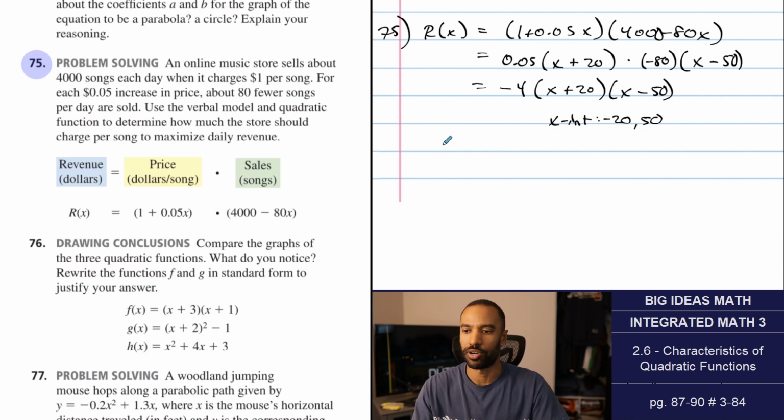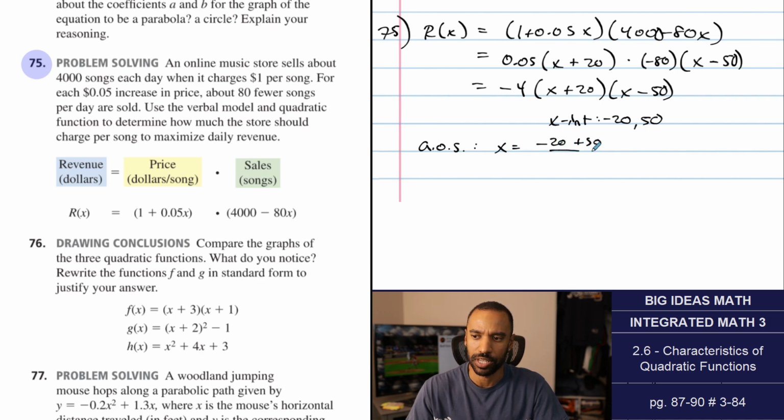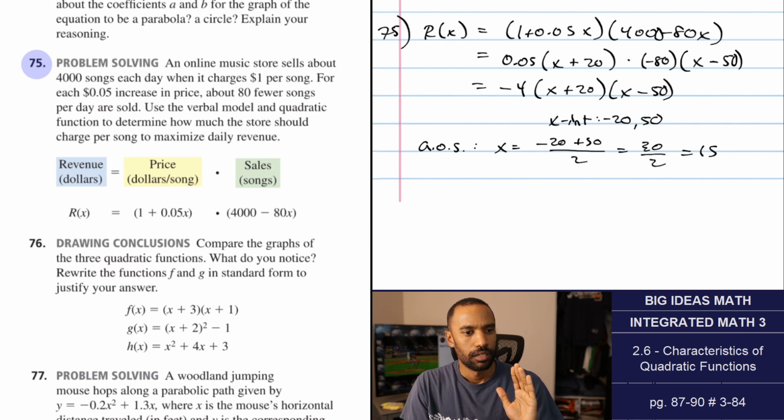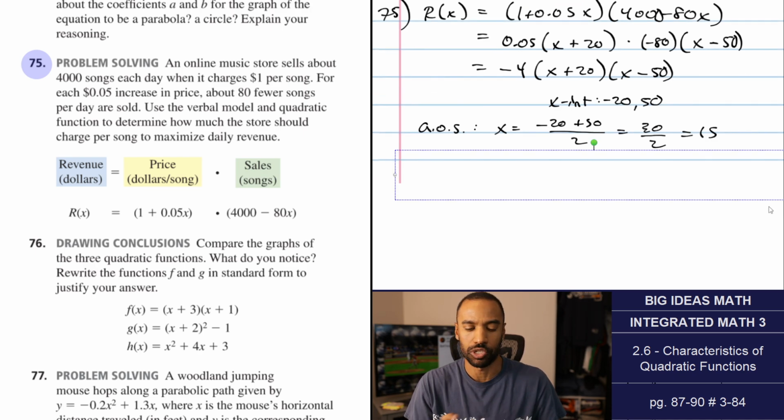All right, x-intercepts are negative 20 and 50. Halfway between negative 20 and 50, I think is 15. Let's try that. Axis of symmetry is at x equals negative 20 plus 50 over 2, which is 30 over 2, which is 15. So how much should the store charge to maximize daily revenue? $15. That's not the maximum. That's what gets you the maximum.